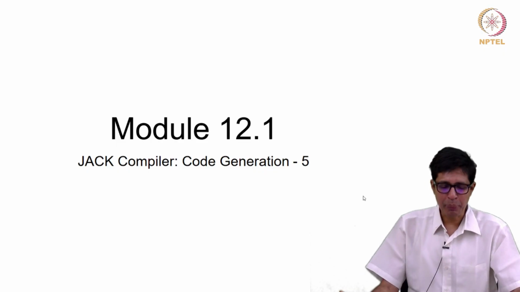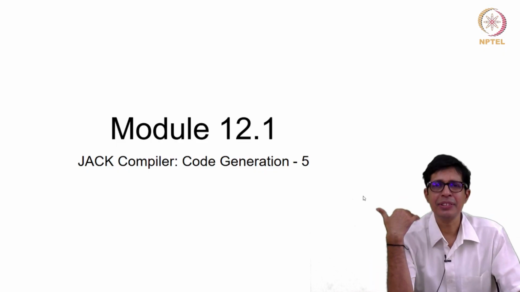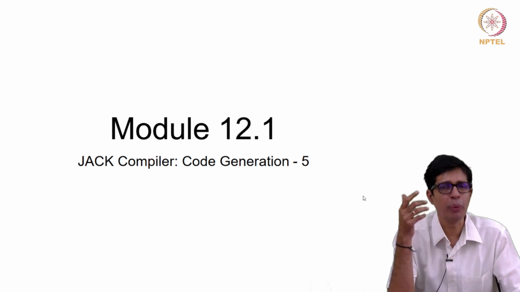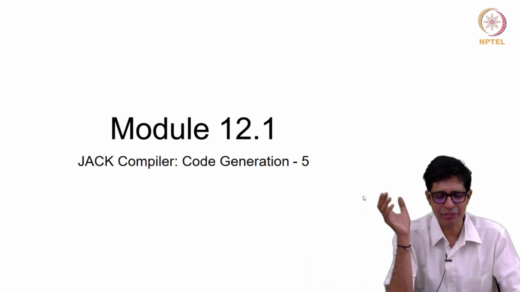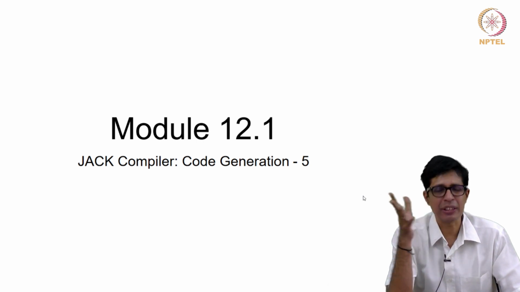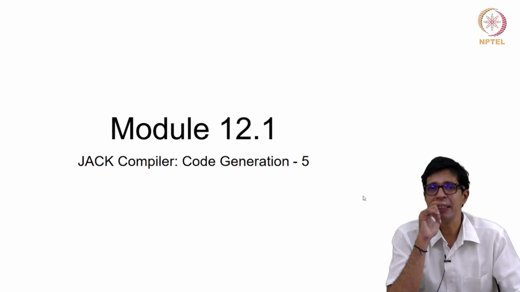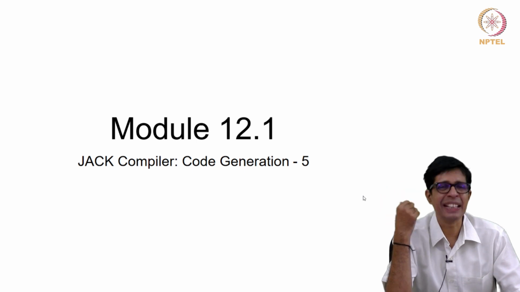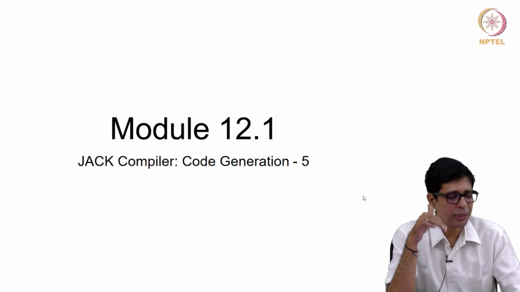So, welcome to module 12.1. We are on doing the Jack compiler code generation. Hope you finished the part of the project which we decided to do towards the end of module 11, and hope you are able to generate the symbol tables. And now we will just proceed.